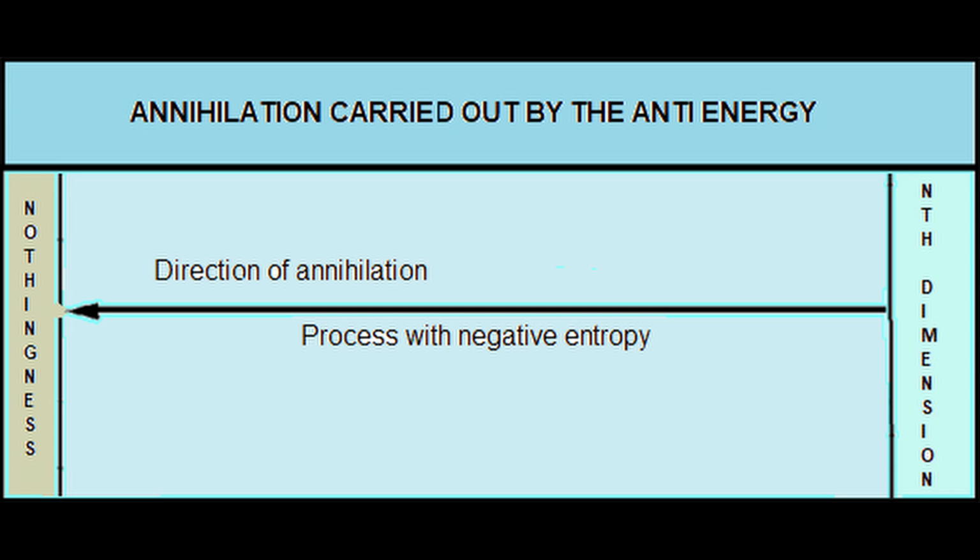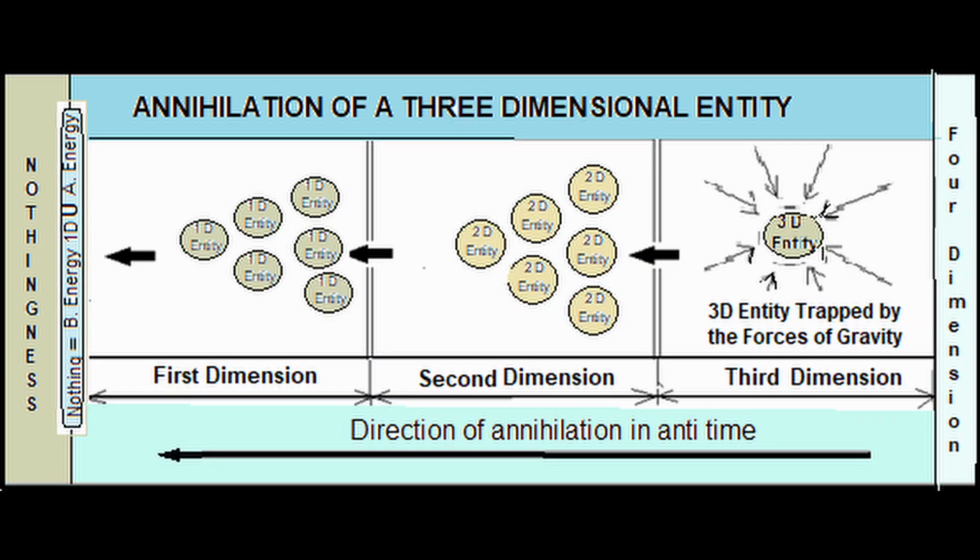Suppose a three-dimensional entity is trapped by gravitational forces entering an evolutionary regression carried out in an anti-time. This would lead it, in the first instance, to be reduced in a basic three-dimensional energy. After this, it would pass to the second dimension until it became two-dimensional basic energy, passing to the levels of the first dimension to finally transform all its energy into one-dimensional basic energy, at which point, when uniting with the anti-energy, would restore nothingness.